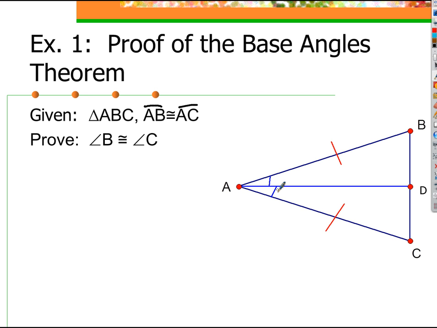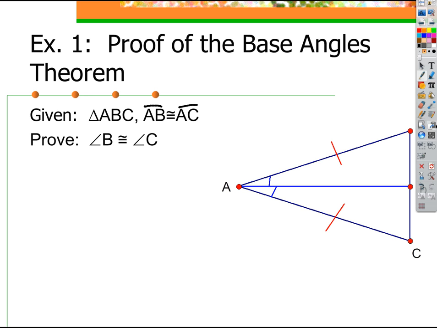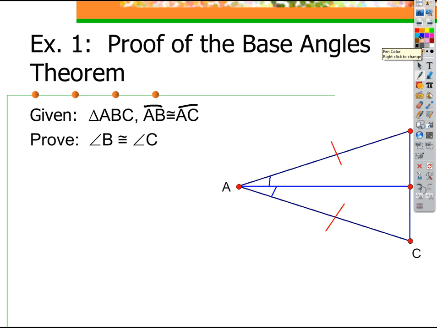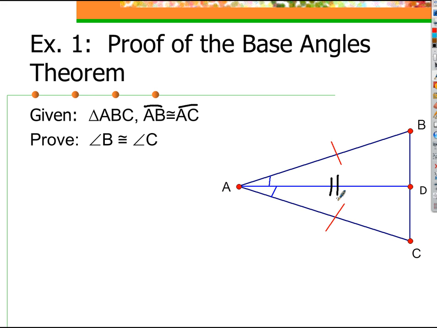They share the segment AD, right? And so by what property then can I say that segment AD is congruent to itself? Yeah, the reflexive property of congruence, right? So now I've got three. Now by side angle side, I can say that the top triangle and the bottom triangle are congruent, right?